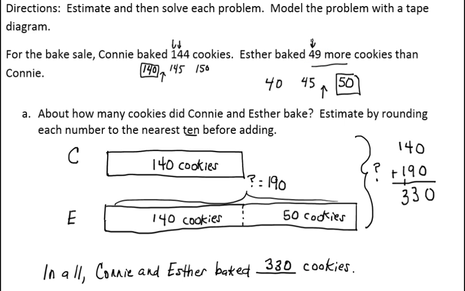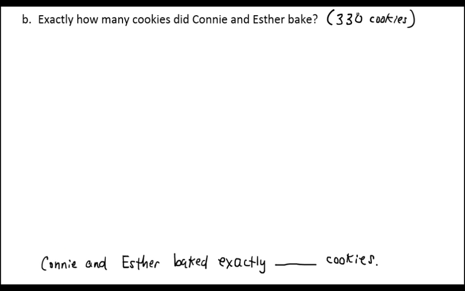Now that's an estimation. What we need to find out is exactly how many cookies Connie and Esther baked. So I'll go back to the original problem and draw a tape diagram for the original numbers. We know our answer should end up being somewhere around 330 cookies, since that was the estimated amount. So I'll write a new answer statement. Connie and Esther baked exactly blank cookies.